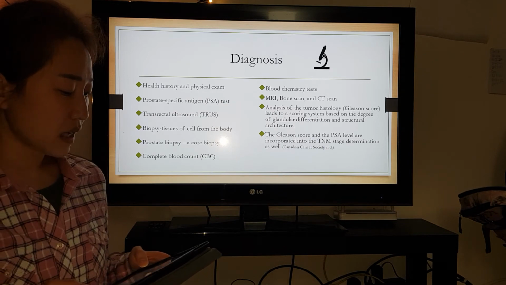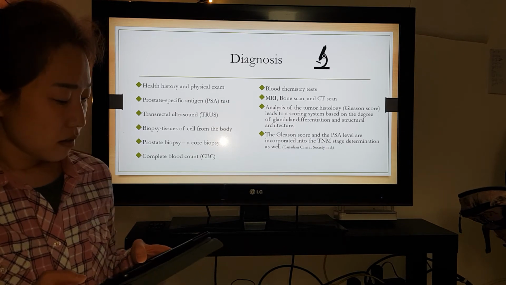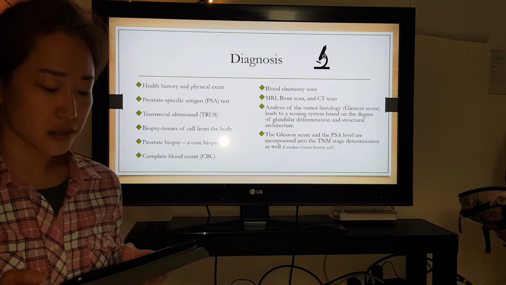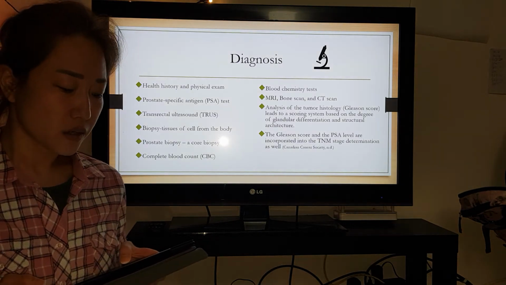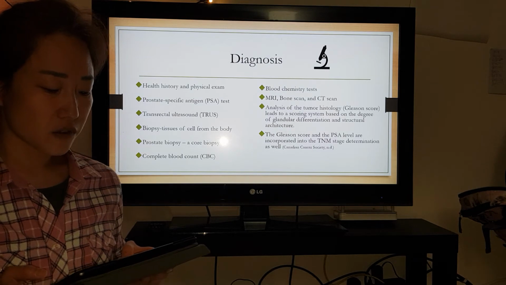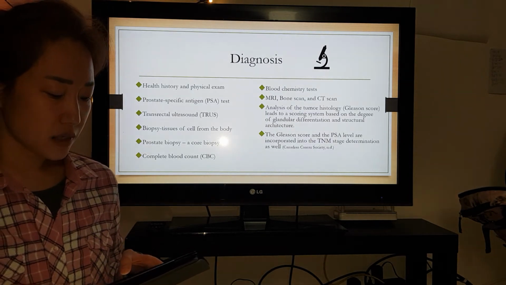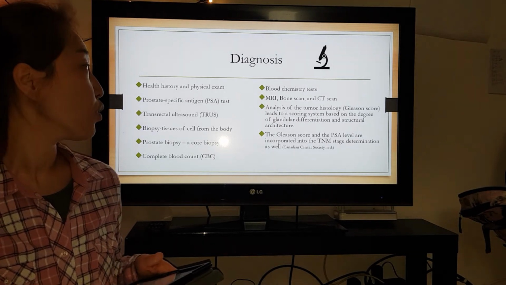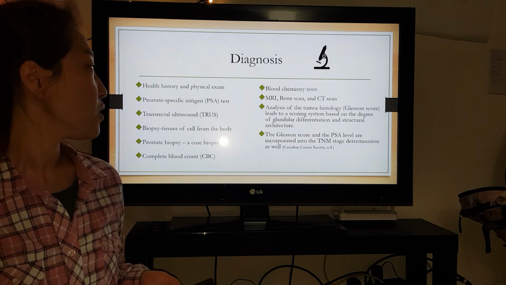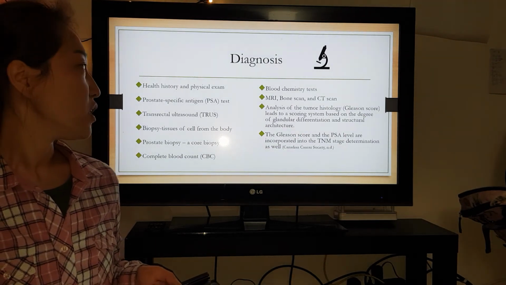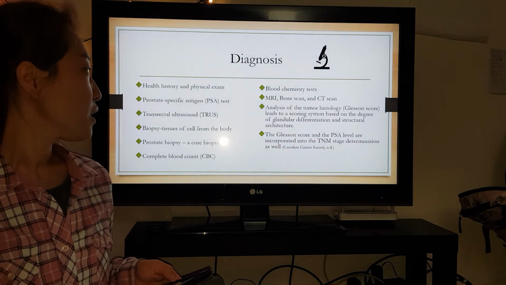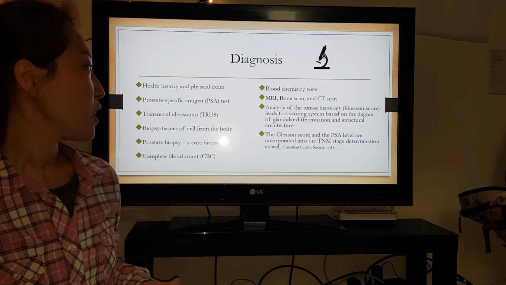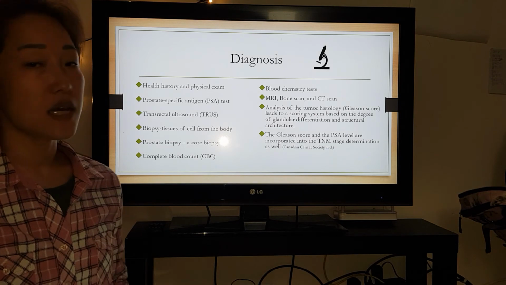The complete blood count, CBC, then the blood chemistry test. This helps stage prostate cancer, and includes the bone, serum creatinine, calcium, and alkaline phosphatase. MRI, bone scan, and CT scan, then analysis of the tumor histology, which is called the Gleason score, a scoring system based on the degree of glandular differentiation and structural architecture. The Gleason score and the PSA level are incorporated into the TNM stage determination as well.